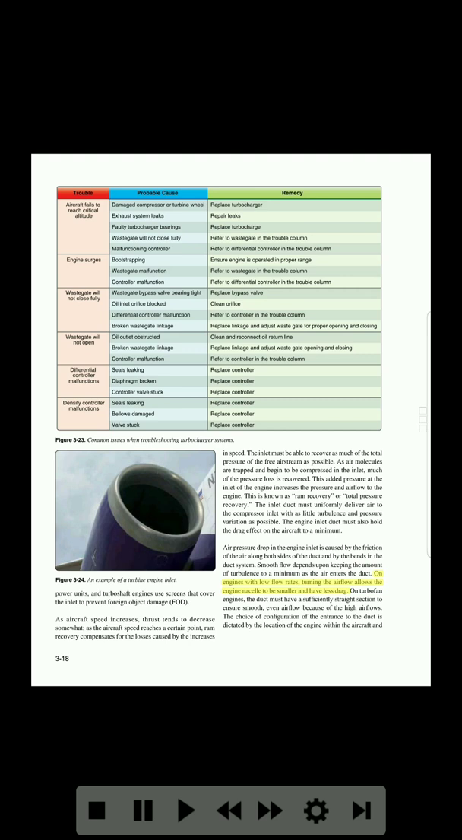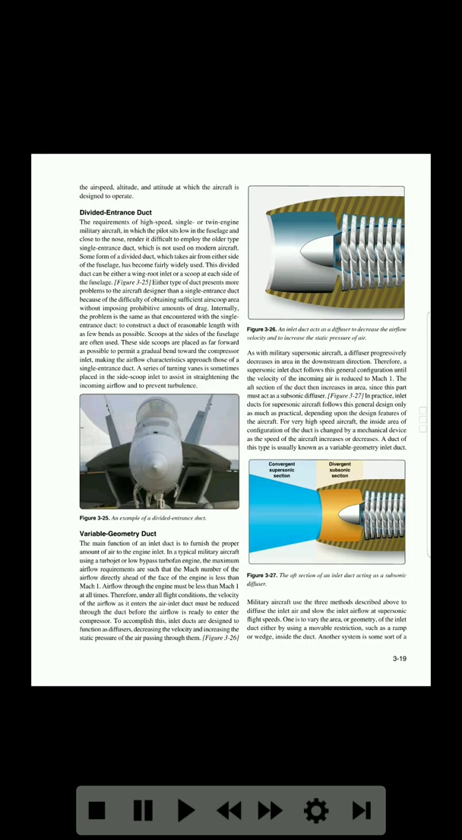On engines with low flow rates, turning the airflow allows the engine nacelle to be smaller and have less drag. On turbofan engines, the duct must have a sufficiently straight section to ensure smooth, even airflow because of the high airflows. The choice of configuration of the entrance to the duct is dictated by the location of the engine within the aircraft and the airspeed, altitude, and attitude at which the aircraft is designed to operate.